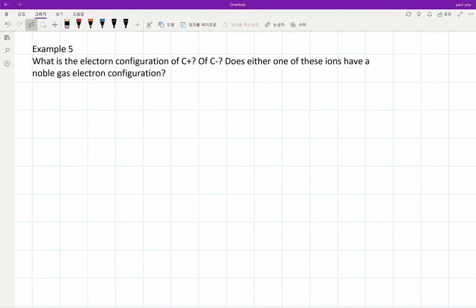Example 5. What is the electron configuration of C plus and C minus? Does either one of these ions have a noble gas electron configuration? C has 1s2, 2s2, and 2p2. So C plus will then be 1s2, 2s2, and 2p1, which does not have 8 valence electrons, so it doesn't. C minus has 2p3. This one also does not have 8 valence electrons, so neither one will be considered a noble gas electron configuration.